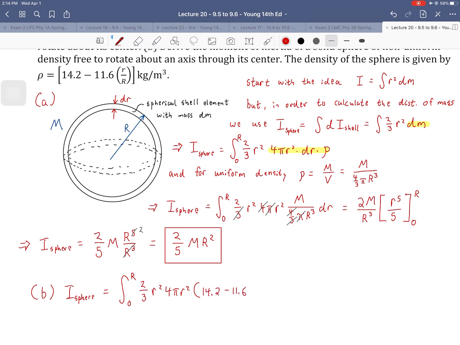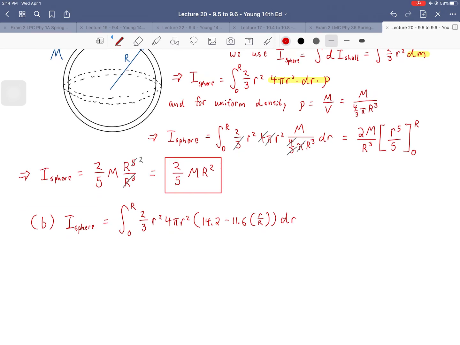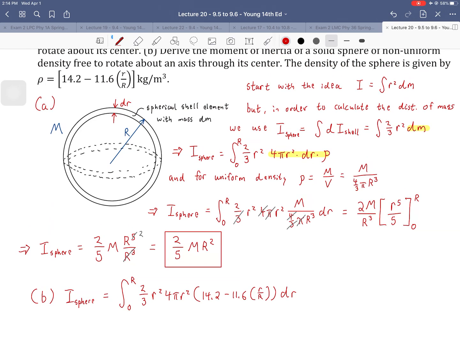So 14.2 minus 11.6 r over R, and then close that parenthesis. And then we'll have our dr. Okay. So, a little bit more complicated. Certainly we'll have a higher order of r because of that functionality.